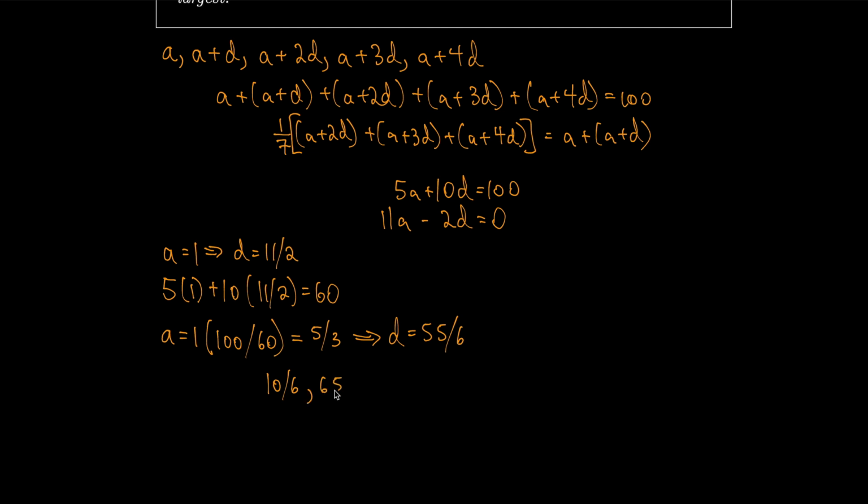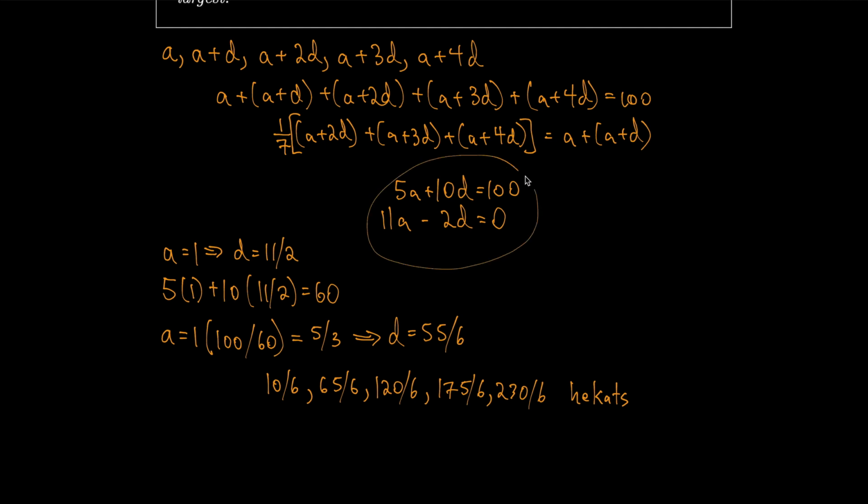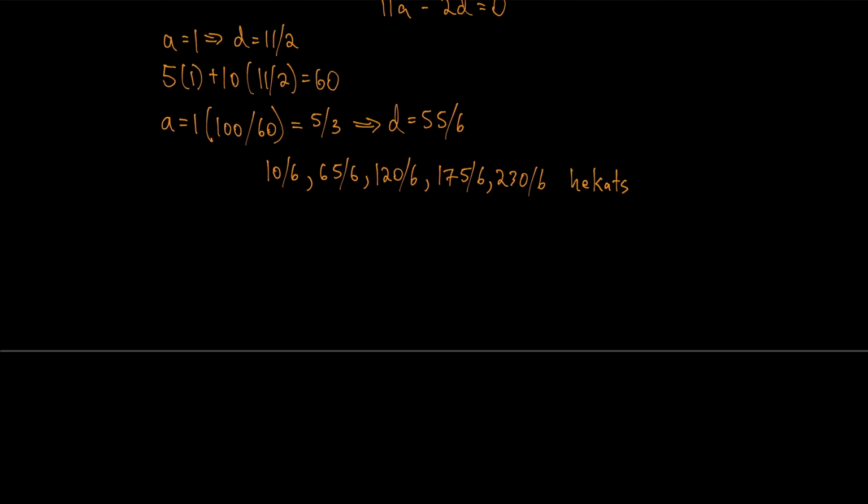You get 65/6 for the second guy, 120/6 for the third, let's say plus 2d, plus, the next one would be 175/6, and 230/6 hecats. So notice this is a much different solving technique than we've done, where we could have just solved this using elimination or matrices, etc. But it's kind of interesting the way that they used to do this back then.